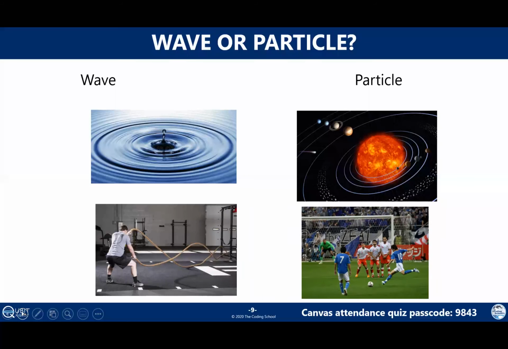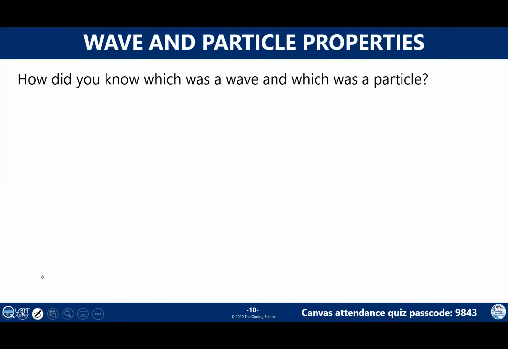Now, as some people are pointing out, there is a way in which we can see that these things are both, and we'll get to that in just a moment. But for now, I want to focus on the intuition of how we came up with these answers. So I'll ask the question, how did we know that each of these was a wave or a particle?